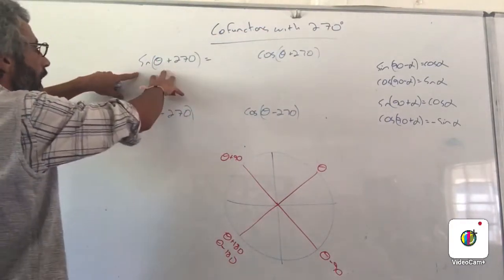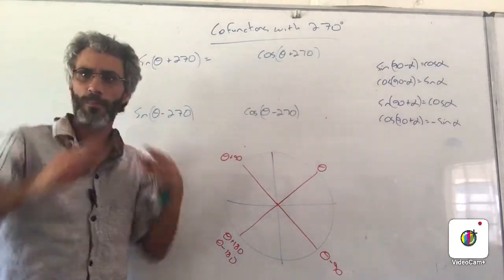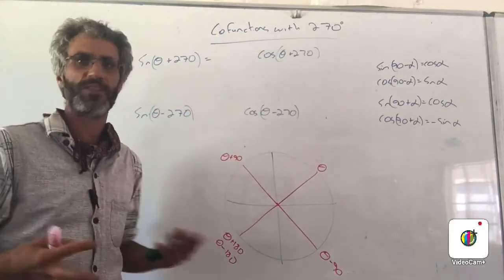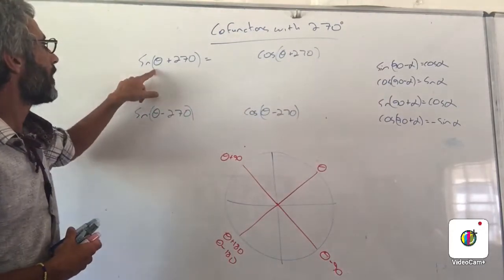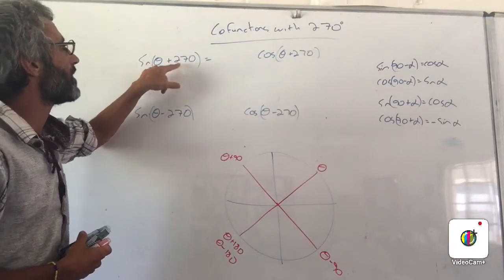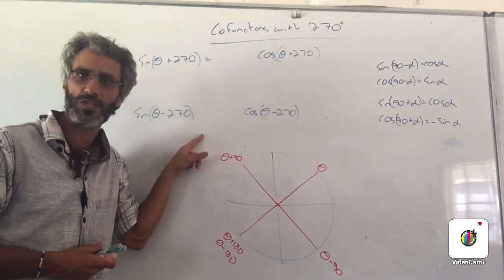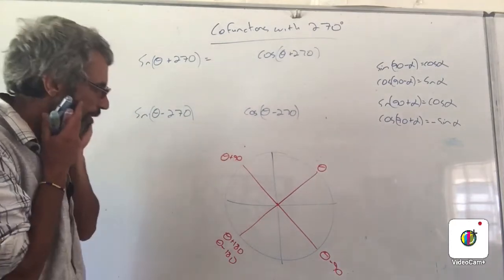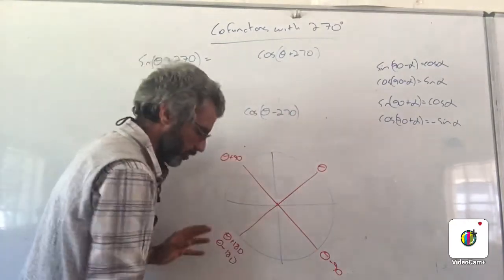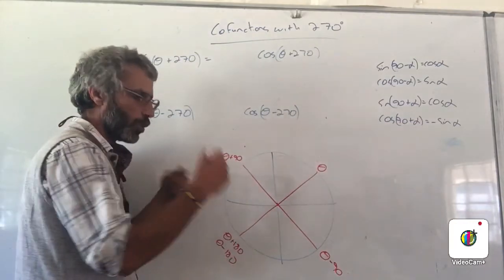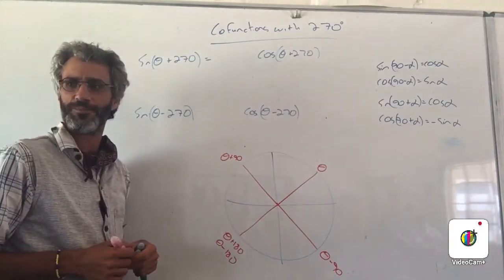So we're going to try and calculate, it's not stuff that you have to remember, you understand. If you understand it, you'll be able to do it. Calculate things like sine theta plus 270, or the same for cosine. And then we're going to look at theta minus 270. Now, before we do that, let's just look at our circle. We call it the cofunction circle.